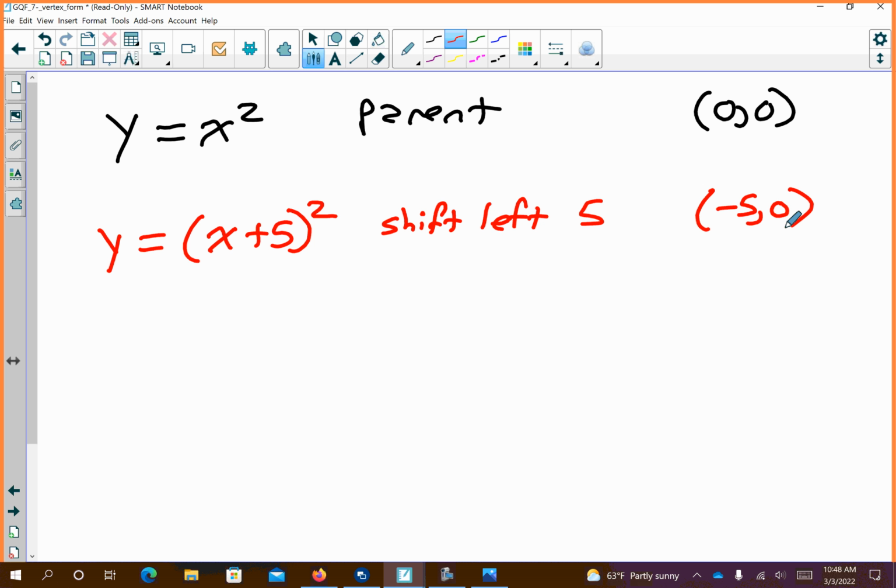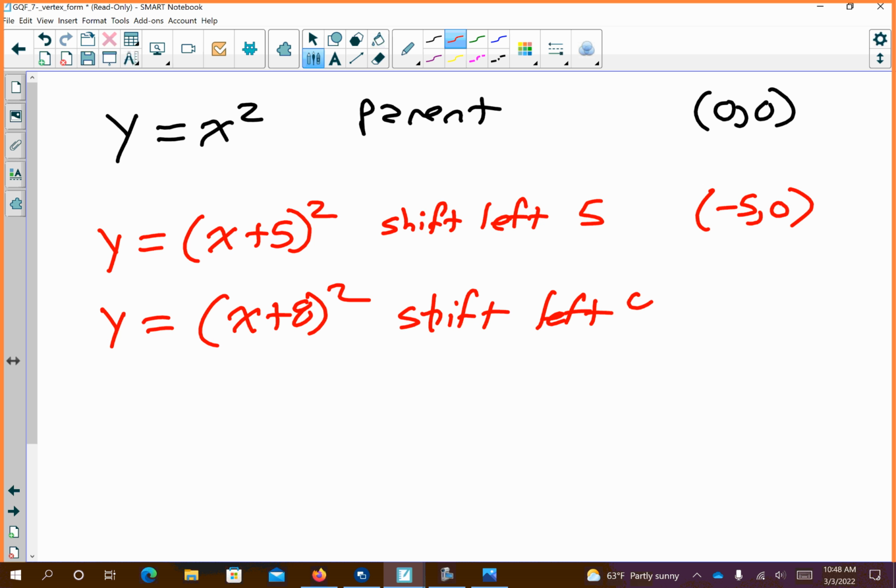So notice when I was adding or subtracting, that wasn't in parentheses. I was changing the y value of the vertex. If it's grouped, you're going to change the x value. So what about this one? Which way is the shift? So shift left. How many? 8. So what's my vertex got to be here? -8, 0. Okay.